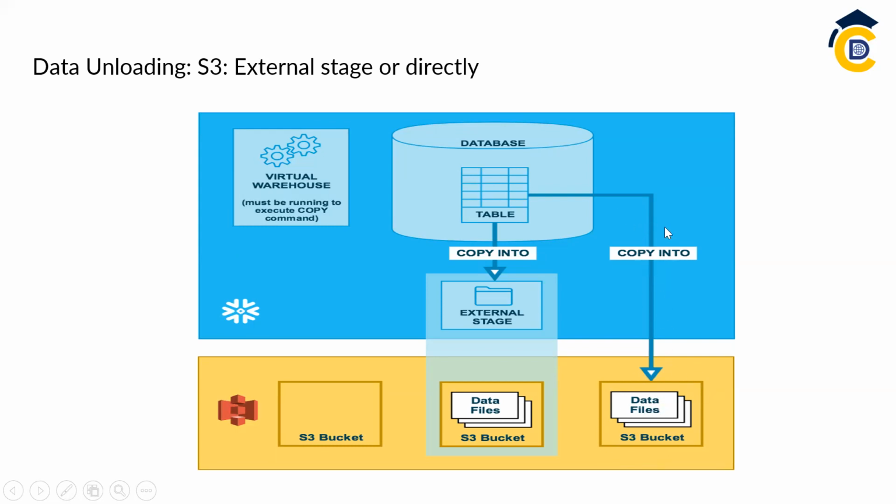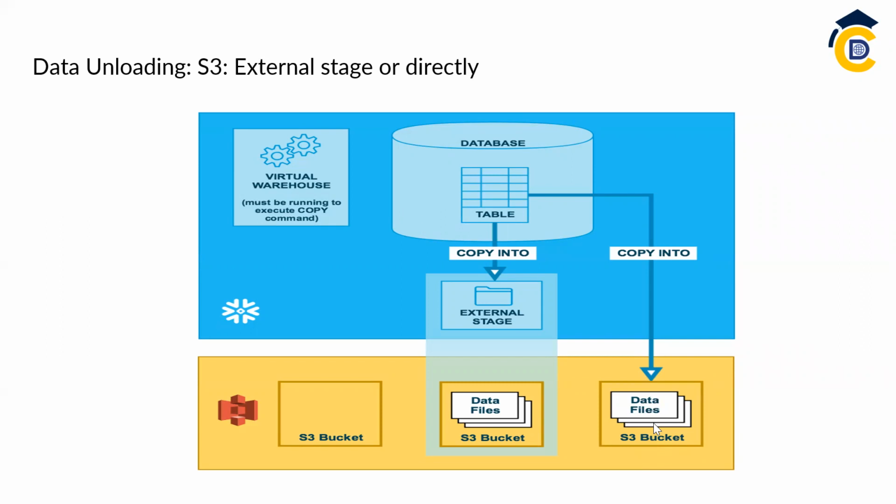Without having external stage in between, when will this be possible? Can you please tell me? In the S3 bucket, if we don't want to stage in external stage, but we want to directly load from the table, create a file through that, export the data of the table into a file, and then directly put it in the S3 bucket. So when is this possible?